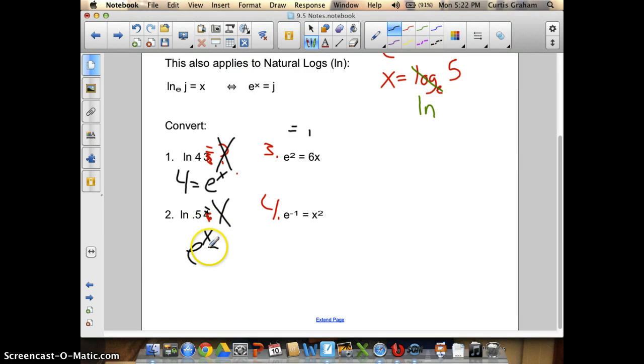e to the x equals 0.5. The 2 equals the natural log of 6x. And negative 1 equals the natural log of x squared.